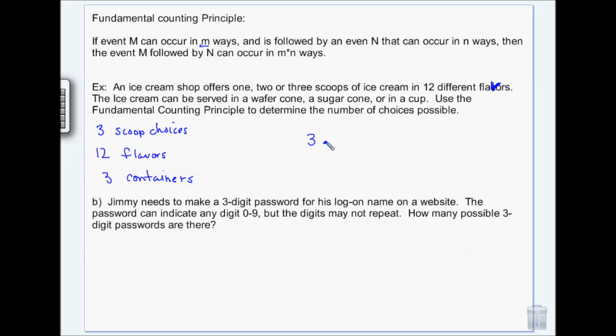So if I multiply these together, I'm going to get 36 times 3, which is 108 possible combinations. So if you went and ordered different ice cream every day, it would be 108 days before you ran out of possible combinations of ice cream to order from this shop. Okay.